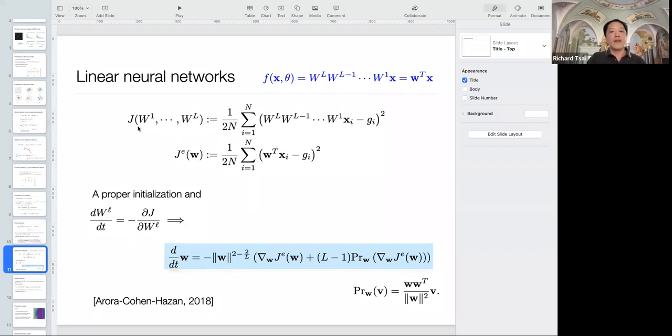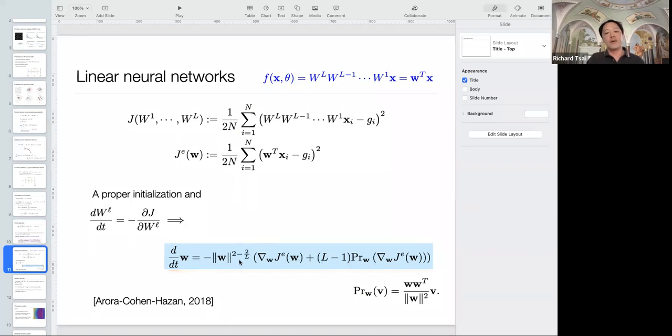If you try to minimize the first functional, J, through gradient descent with respect to each one of the entries in each one of the matrices over here, and subject to a condition that the initial conditions for these matrices satisfy certain conditions, then you can derive a dynamical system. You can derive an ODE for this along the gradient flow of this one. And this is written like this.